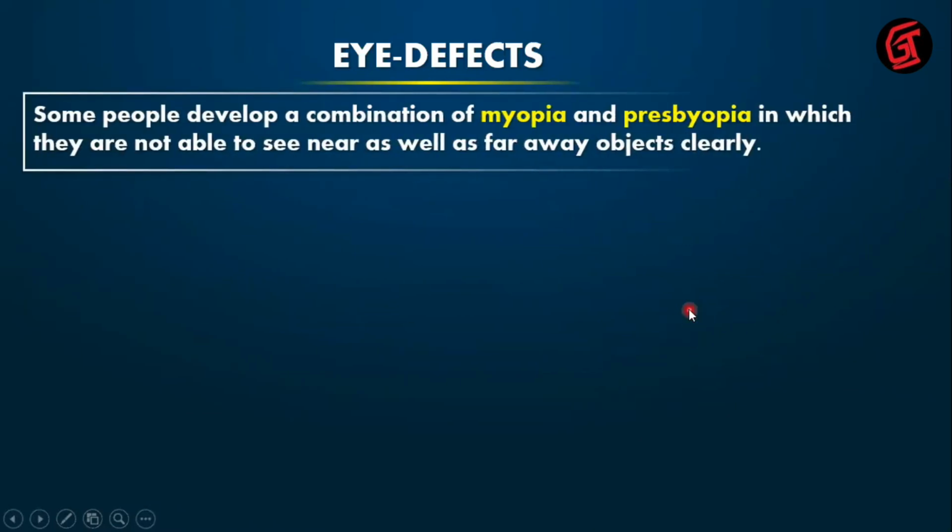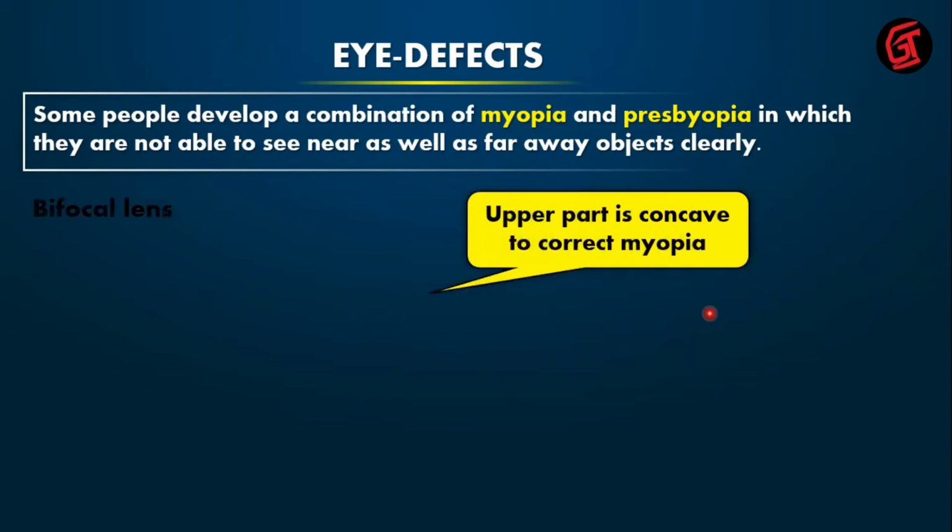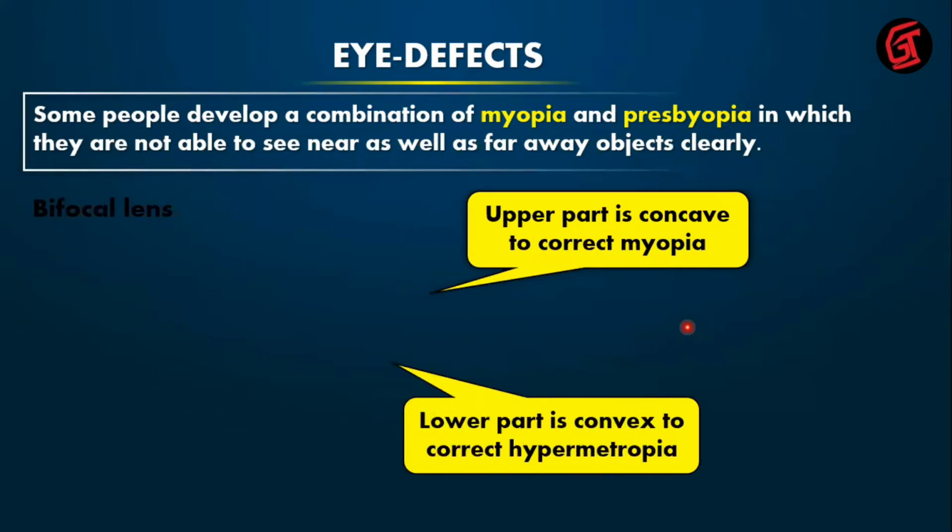So there are some people who develop a combination of myopia and presbyopia. They get myopia issue also, they get a problem of presbyopia also. So they can't see nearby objects clearly and faraway objects also clearly. So for such people, a bifocal lens is used. So upper part is concave and lower part is convex type. So if you see your grandparents' specs, it is there. There are two types.